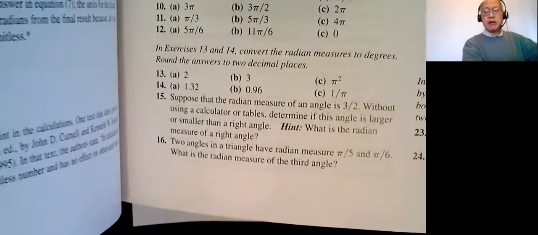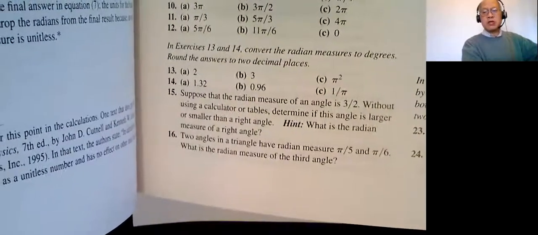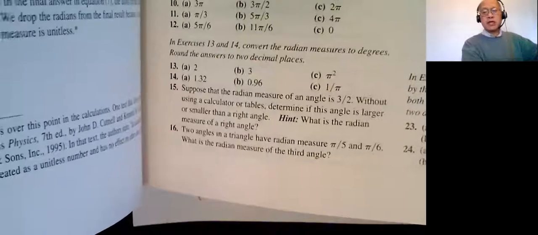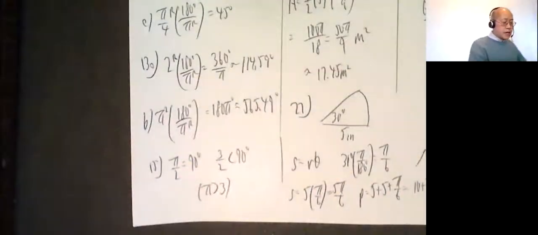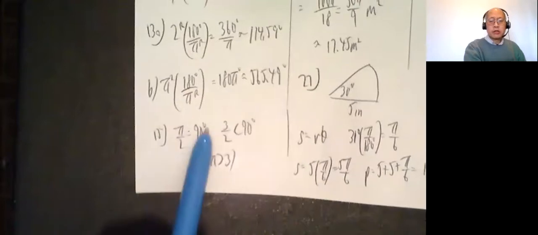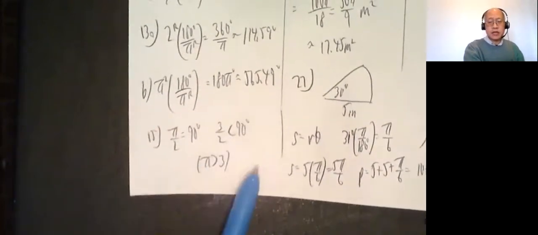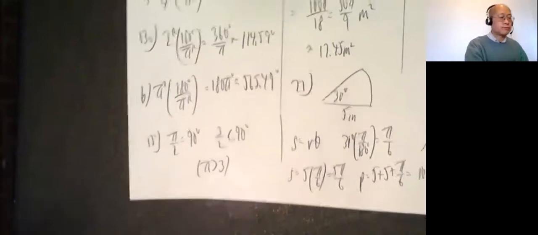Question 15 says, suppose the radian measure of an angle is 3 halves. Without using a calculator or tables, determine if this angle is larger or smaller than a right angle. Hint, what is the radian measure of a right angle? Well, we saw that 90 degrees earlier was pi over 2. So pi is like 3.14. So 3 over 2 is a little bit smaller. So 3 over 2 should be a little bit less than 90 degrees since pi is bigger than 3.